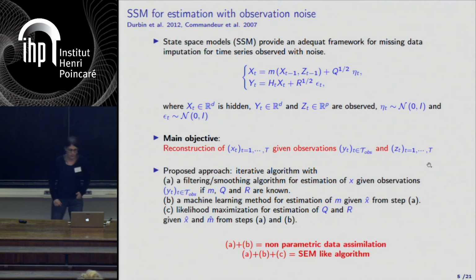So the proposed approach is an iterative algorithm with 3 steps. It is very similar to what we saw yesterday and the day before when we used the EM algorithm. The first step is to use a smoothing algorithm to reconstruct X when M, Q, and R are given. Then we'll use machine learning methods to estimate M given X, the X inferred in the previous step. And finally, if we have X and M, we can estimate Q and R using the EM algorithm.